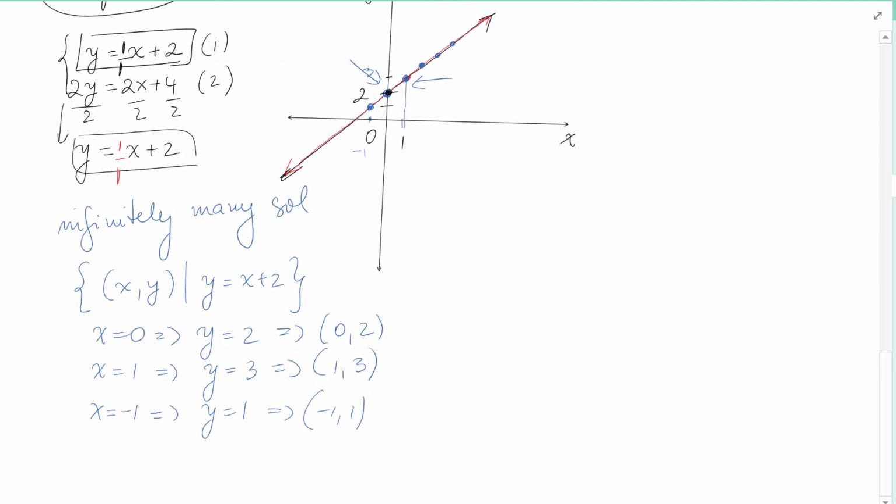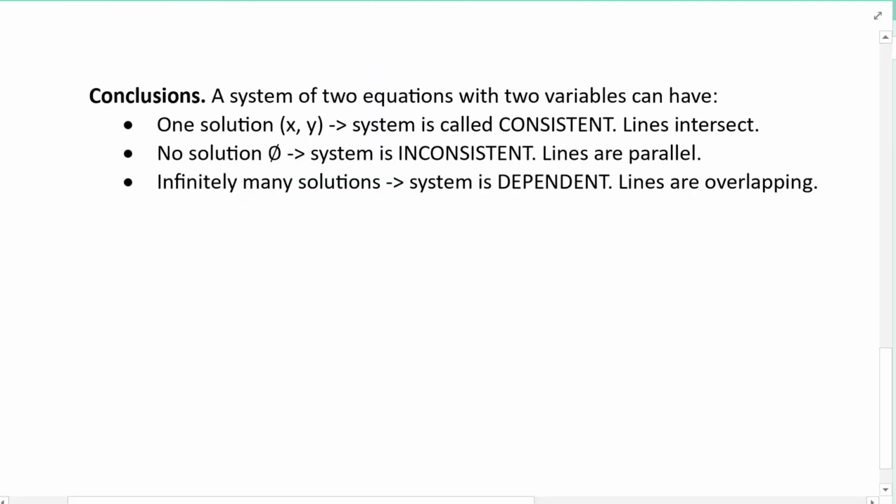So in conclusion, a system of two equations with two variables can have one solution, x, y, and the system is called consistent, lines intersect. It can have no solution, the system is inconsistent and lines are parallel. Infinitely many solutions, the system is dependent and the lines are overlapping.